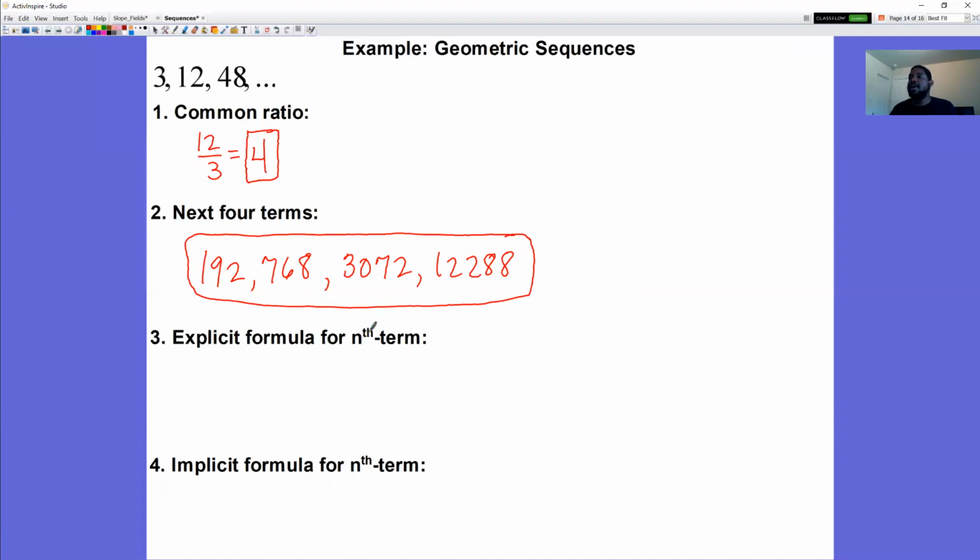So next part wants the explicit formula for the nth term. That's given as a_n equals a_1 times r to the n minus 1. So here our a_1 is 3 and our r is 4. So our explicit formula for the nth term of the sequence is 3 times 4 to the power of n minus 1.